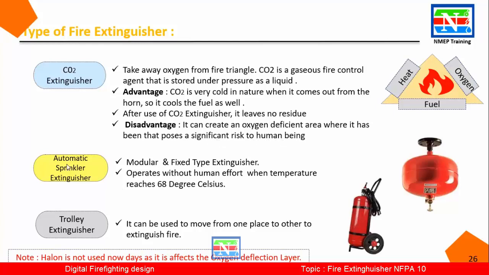Next is the automatic sprinkler extinguisher. You can see here, this is automatic, meaning it will operate without any human intervention. This will be put on the ceiling, and at the tip of that we have a sprinkler. So whenever the temperature reaches 68 degrees, if any fire happens and the temperature reaches that level, the sprinkler bursts, and whatever chemical is there comes out and extinguishes the fire.